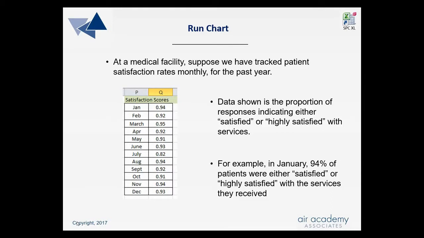Suppose we have tracked patient satisfaction rates monthly for the past year. The data shown in the little table over here is the proportion of responses indicating either satisfied or highly satisfied with services. On a Likert scale, that might be a 4 or a 5. For example, take January. The proportion or percentage of patients that were either satisfied or highly satisfied was 94%. There's a little bit of variability there throughout the year. So how do we plot this data?